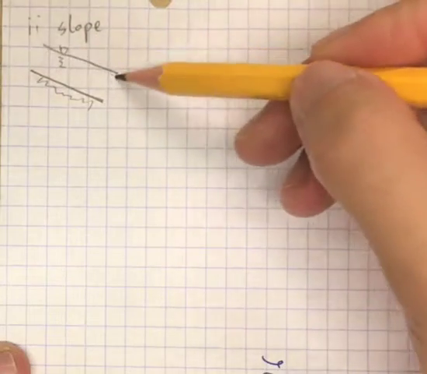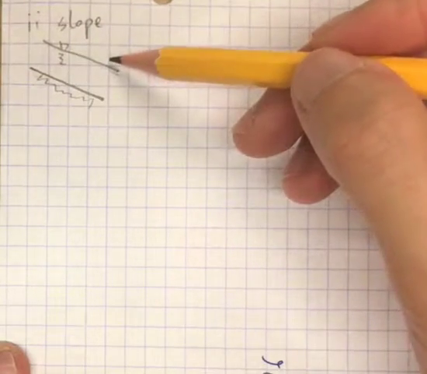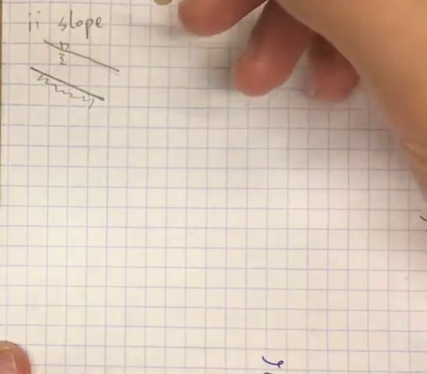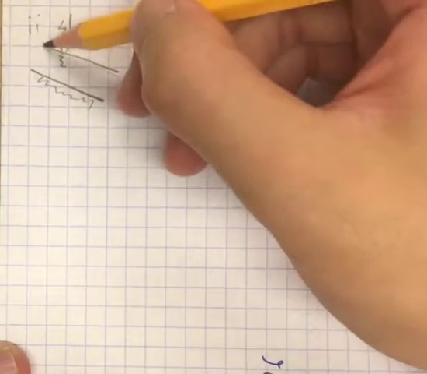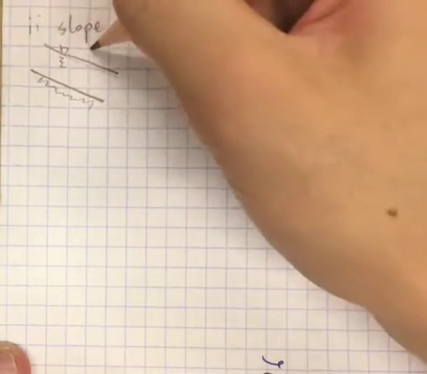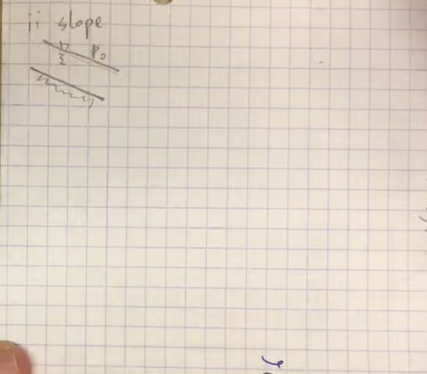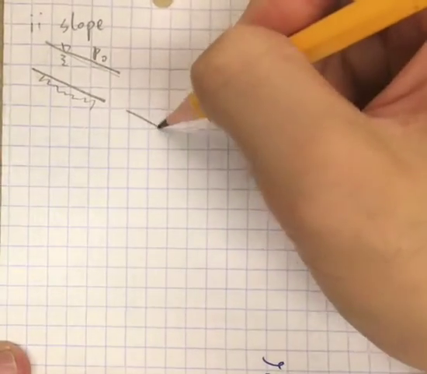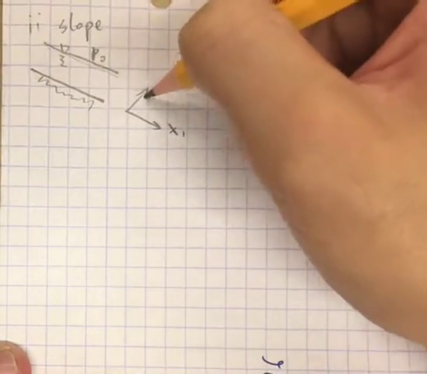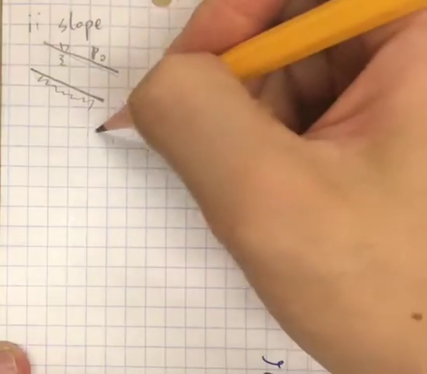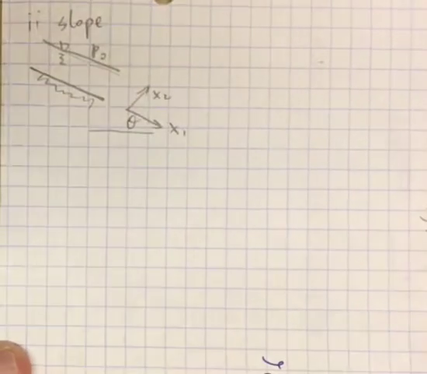So the water surface is open to the atmosphere. So the pressure on the surface will be atmospheric. Let's call it P0. So we call this direction the x1 direction, here x2. This angle, we call it theta.